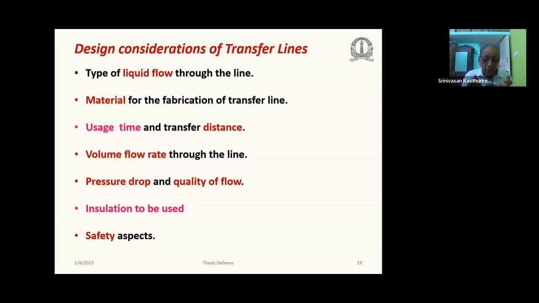Can you make it in a single length or do you require joints in between? What is the expected volume flow rate through the line? How much should the volume flow rate be? What is the allowable pressure drop? For example, I start with a certain initial pressure. How much pressure drop can the line accommodate? What is the maximum pressure drop that is allowable for the transfer line? And what is the quality of flow? That means how much vapor content will be present at the end of the transfer line.